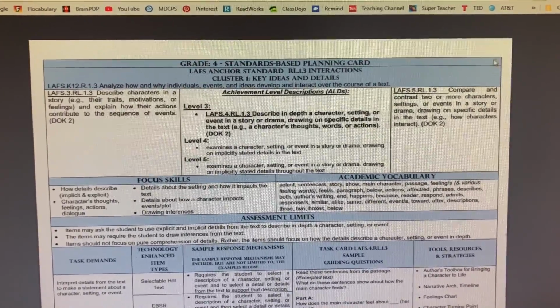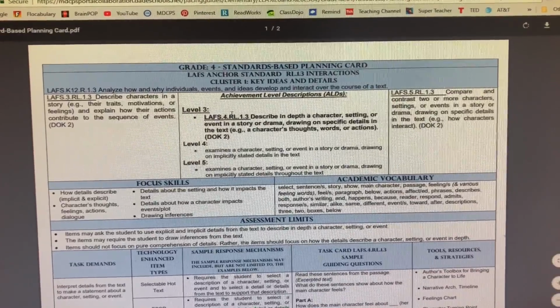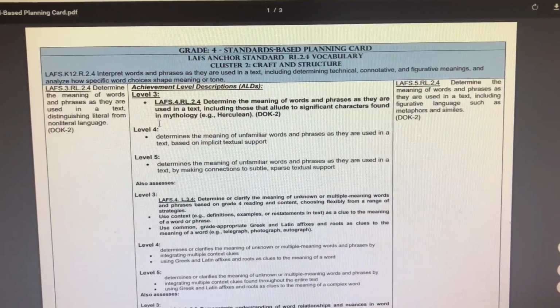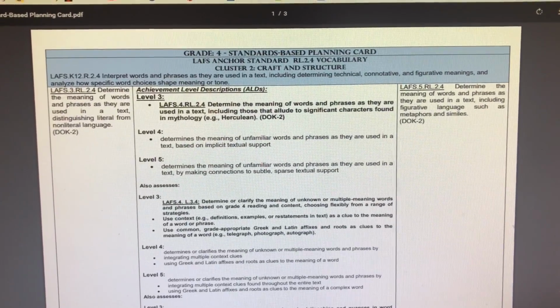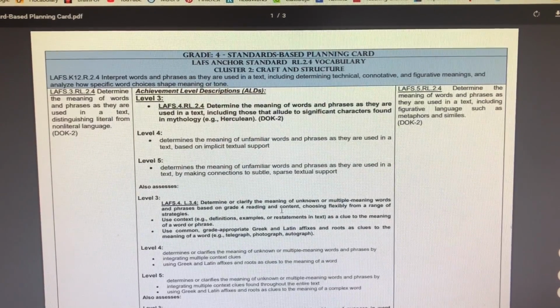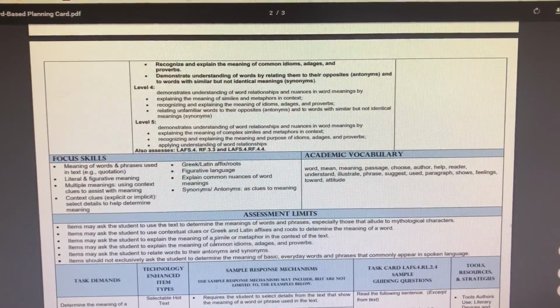And then the other standard that I need to get is a vocabulary standard, which is 2.4. So let me get that one now. And here is the 2.4 standard. So it's a vocabulary standard. So we're going over all of this. So this is again what a level 3 gets, what a level 4, 5 understands, etc. And it goes over the focus skills, academic vocabulary, assessment limits, etc.